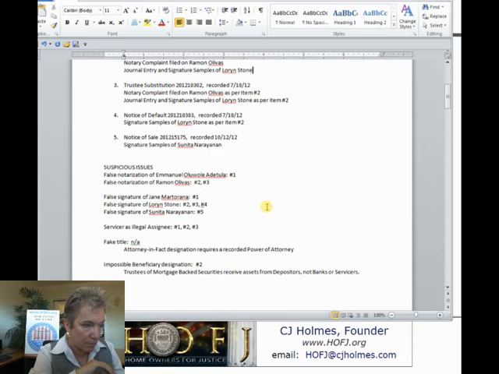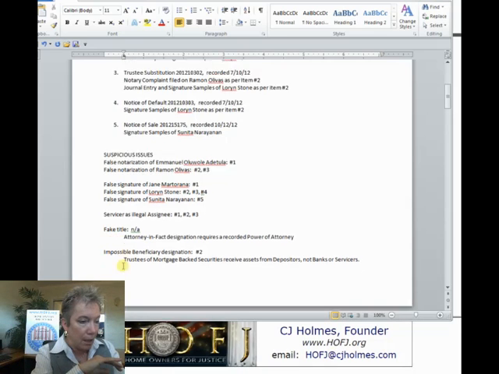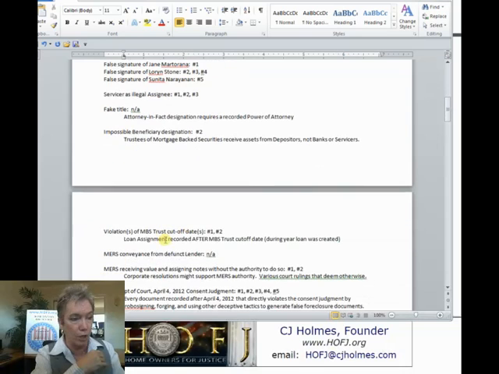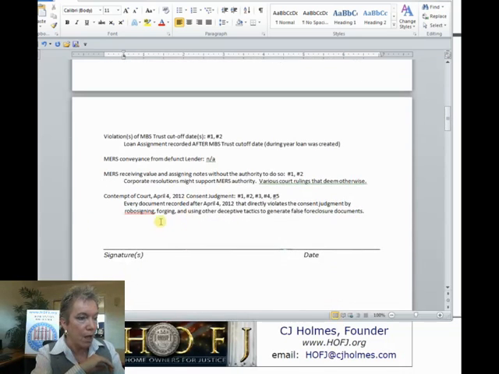So 1, 2, 3, the fake title: there was no attorney, in fact, on any of these documents, so that's an N/A. I'm recommending that owners don't edit the list of suspicious issues, just keep the list the same, and then say this one doesn't apply, that one doesn't apply. Impossible beneficiary designation, number 2: it's impossible for the servicer to give interest to the trustee or the mortgage-backed securities. It just doesn't work that way.